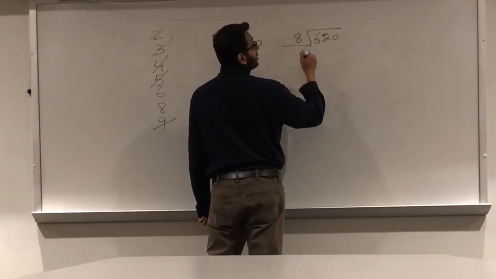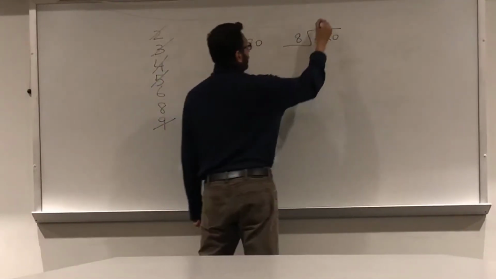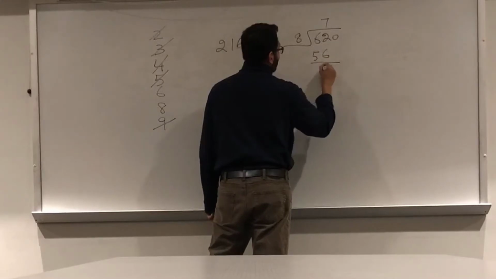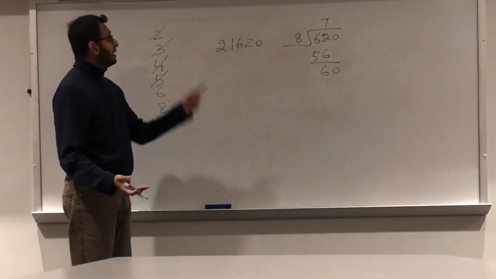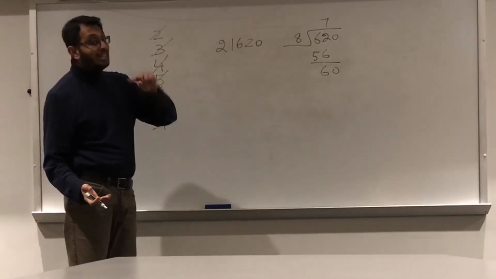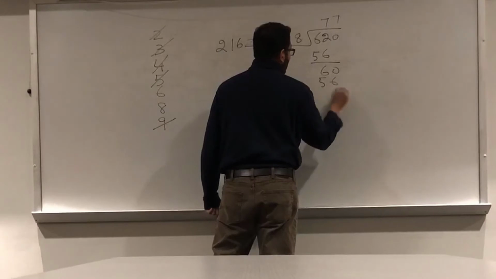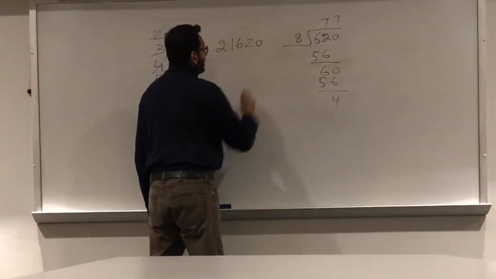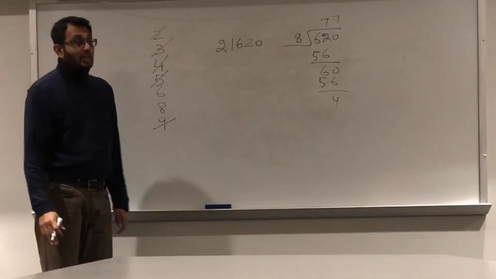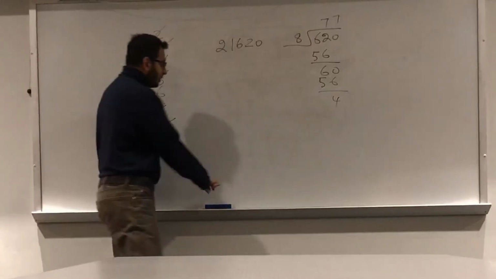So 8 times 7 is the closest to 62, because 8 times 8 becomes 64. So we have 6 as a remainder. 8 times 8 is 64. 8 times 7 is 56. So again, 4 as a remainder. So since the last 3 digits didn't completely go in 8, this whole number is not going to go in 8.